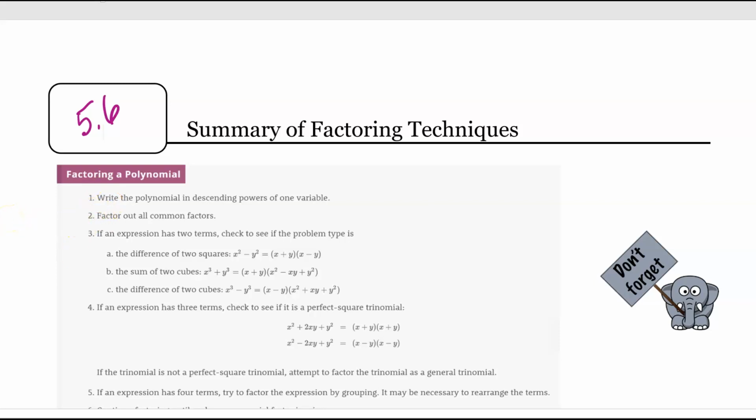Number 1, write the polynomial in descending order. So that's one strategy. Sometimes it's not necessary to write it in descending order, but it could help in a lot of the cases. Next, factor out all common factors. So especially if you have a greatest common factor, that must be done first.